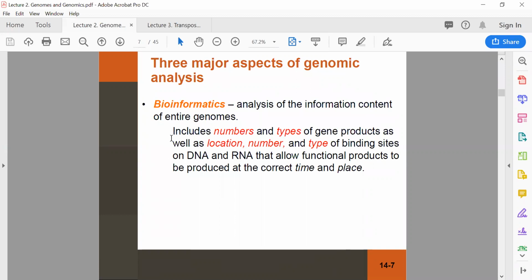So bioinformatics includes the numbers and types of gene products, as well as the location of those genes, the number and type of binding sites within DNA and RNA that allow functional products to be produced at the correct time in the correct place. So this is generally referred to as temporal and spatial gene expression. In other words, when is that gene expressed and where is it expressed?